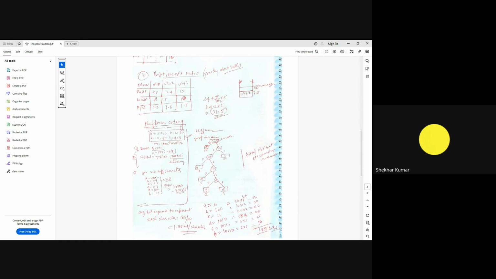So 6 characters can be represented in 3 bits. That will be 000. Suppose A is represented with 000, B 001, C 010, D. Every code is unique, so 6 characters can be represented with the help of 3 bits. A single character, A, is represented with 3 bits, B is 3 bits, C 3 bits, D 3 bits. So a character uses 3 bits to encode. So a total of 100 characters will take 3 into 100, 300 bits.